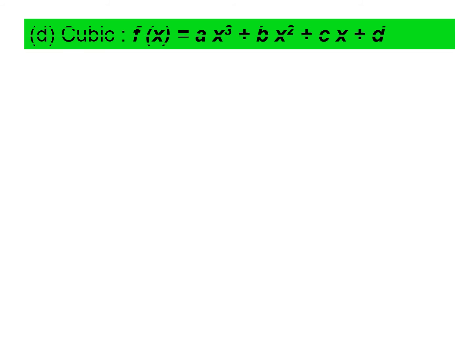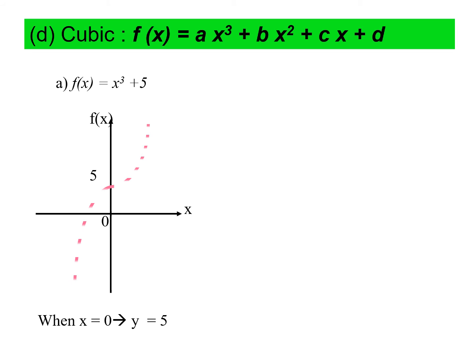Now let's move to the fourth function, which is the cubic function. The expression for a cubic function is f(x) equals ax cubed plus bx squared plus cx plus d. Let's try to sketch the graph f(x) equals x cubed plus 5. Since x cubed is positive, we draw from the positive side. Then 5 is the y-intercept, so the graph will show like this.